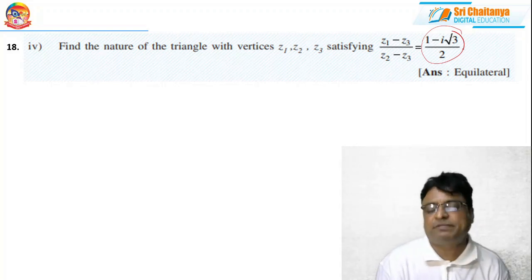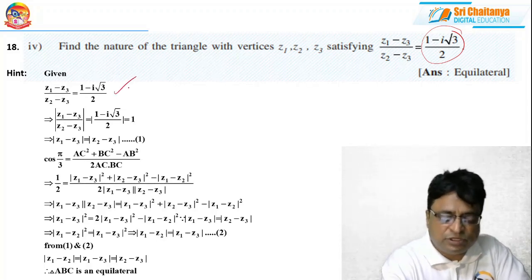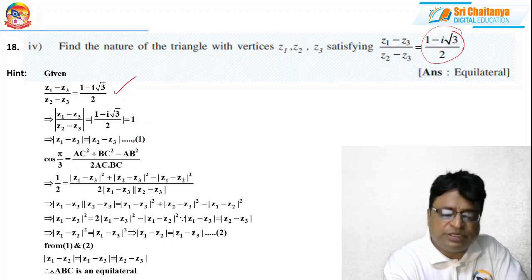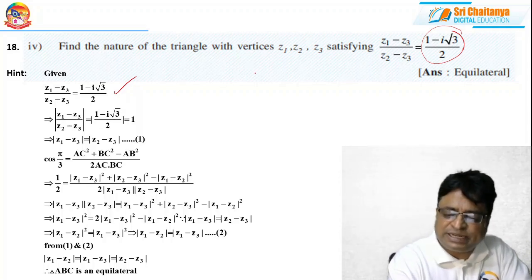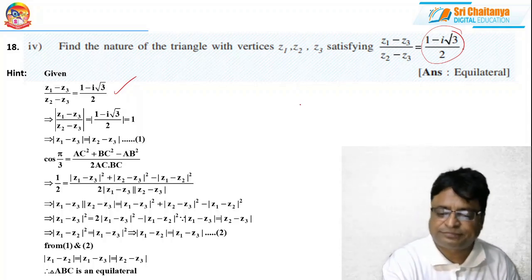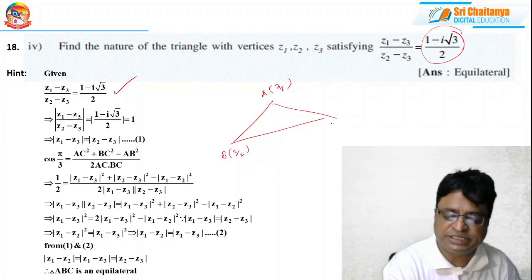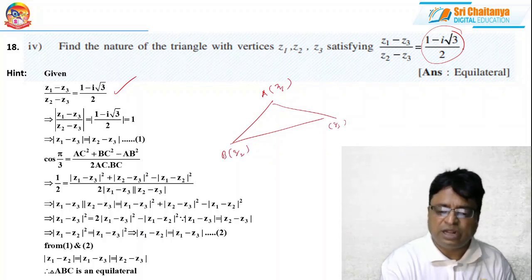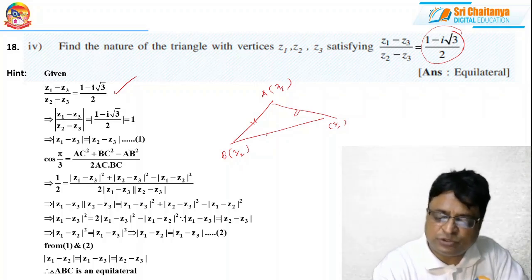So with the help of the given information, what I am doing is, see, this is the given concept. So take modulus. So ultimately I got mod of Z1 minus Z3 is equal to mod of Z2 minus Z3. So these two sides are equal. Suppose this is my triangle, say A Z1, B Z2, C Z3. Okay, and here these two lengths, Z1 minus Z3 equal to Z2 minus Z3, these two lengths are equal.